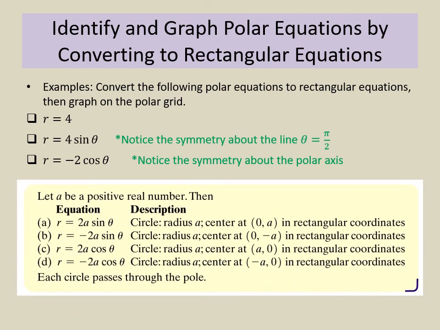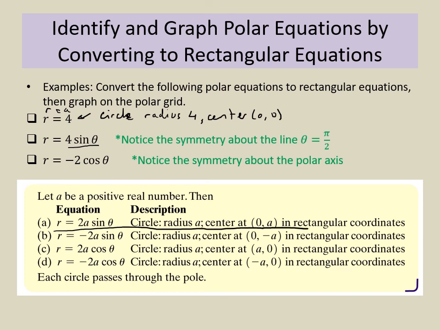So first we've seen r equals 4, or r equals any number. This is a circle, so if this is r equals a, where a is any number, a circle with radius a, and the center was 0, 0. The next example we've seen is this, r equals 4 sine of theta. We've seen that this is a circle in that format. Radius is a and the center is 0, comma a.